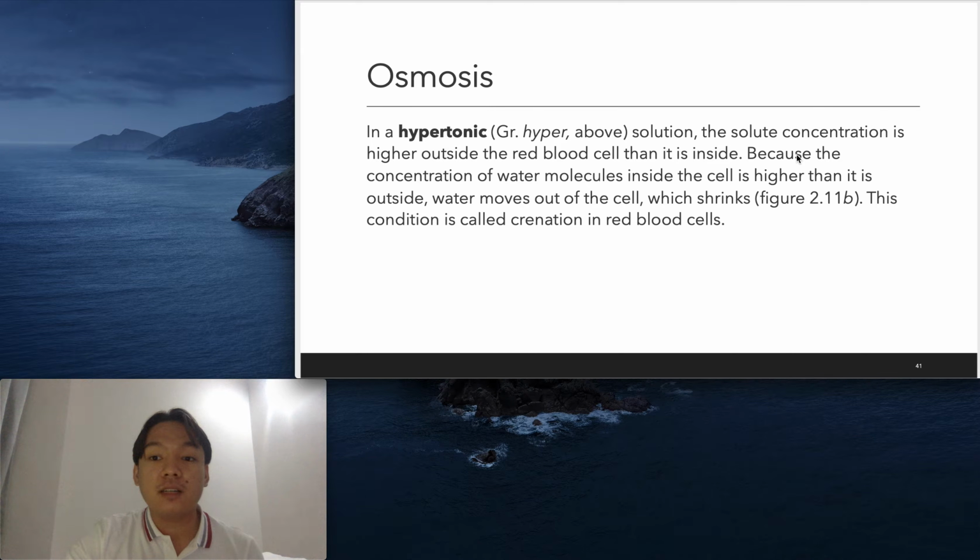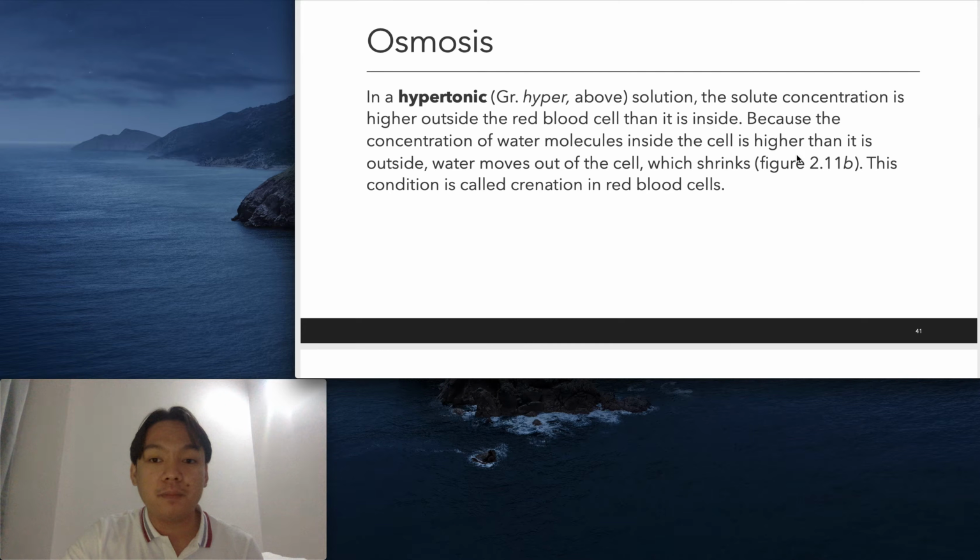Hypertonic is when the concentration of solute is higher outside the red blood cell than inside. As a result of your hypertonic solution, water will move out of your cell, so it shrinks. This is what we call crenation in your red blood cells.